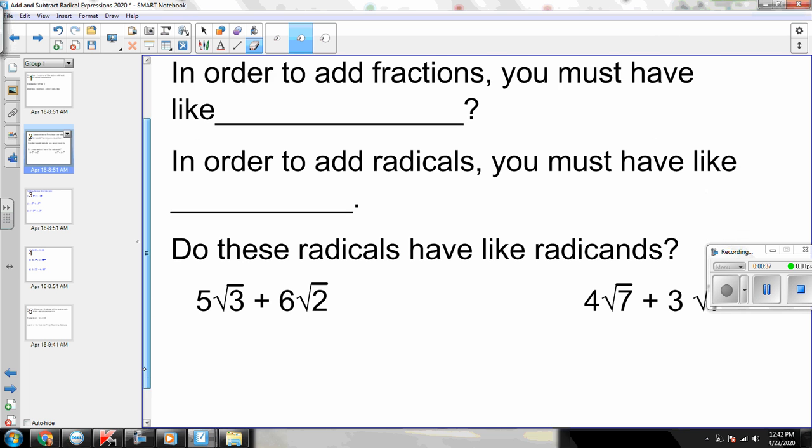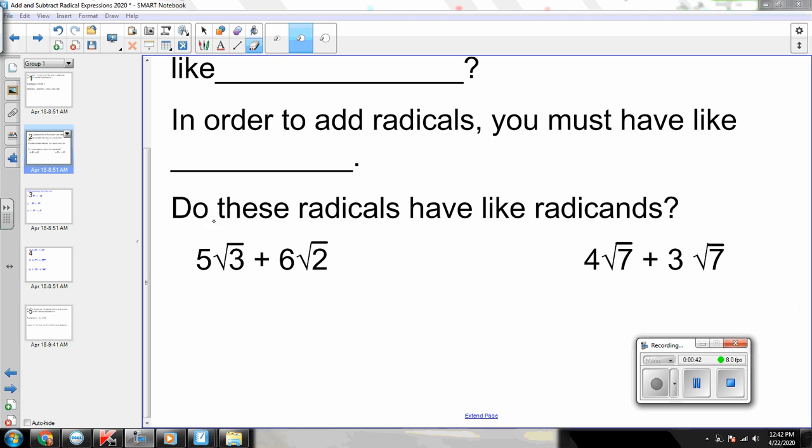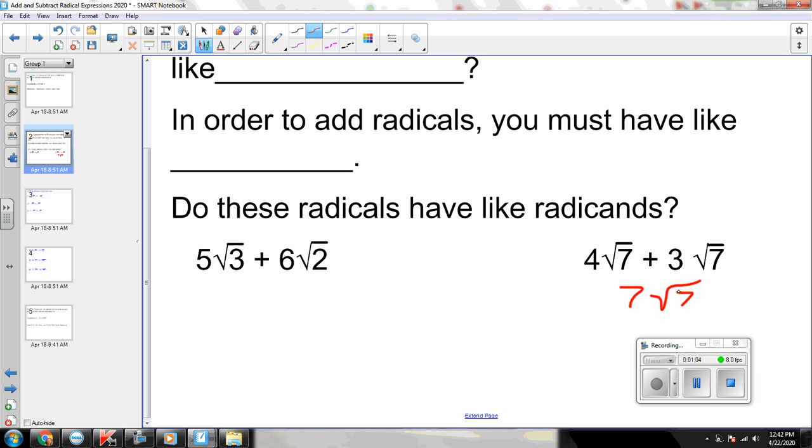So looking at these two examples, do these radicals have like radicands? On the first one, I see a 3 under the radical sign and a 2 under the radical sign on the second term. These are not like radicands. If you look at 4 radical 7 plus 3 radical 7, those do have like radicands. So you can add these together. You would add 4 and 3 to get 7, and you would have 7 radical 7. On the first one, that is simplified. You cannot add because the radicands are not the same.